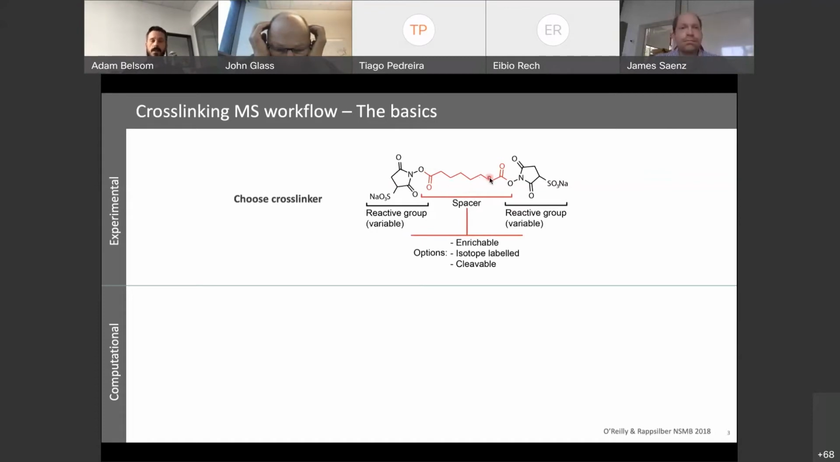The spacer acts as a distance restraint, but the spacer can be inert, as in this case, which is a simple alkyl chain, or you can have added functionality added onto the spacer that will help your cross-linking MS analysis in some way.